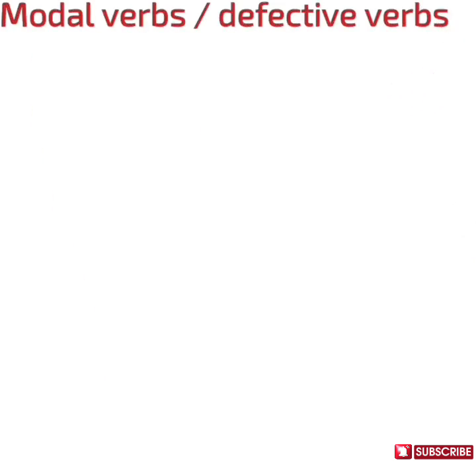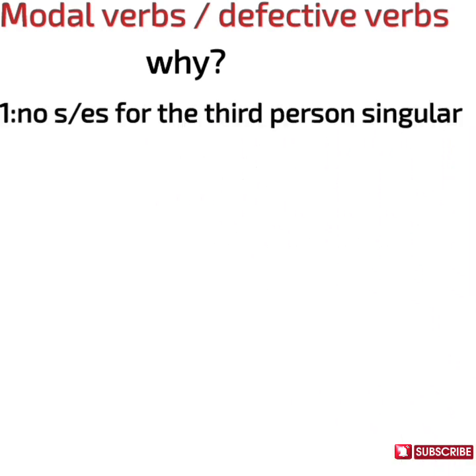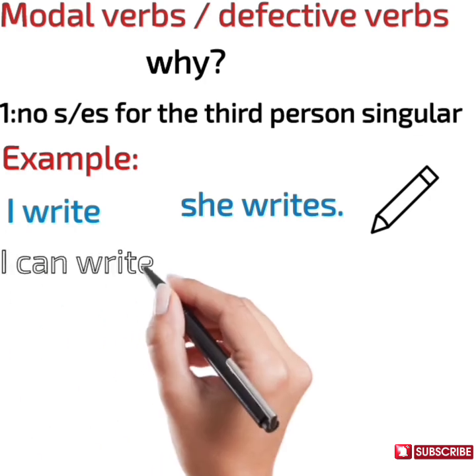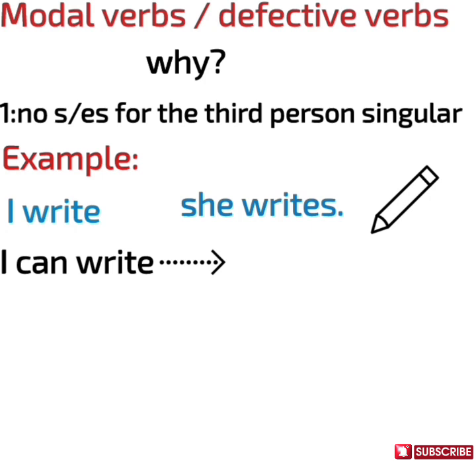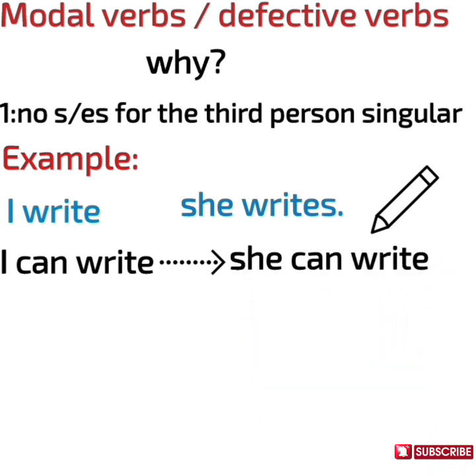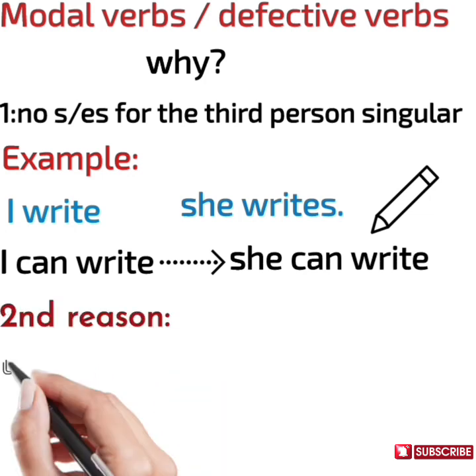Modal verbs are also known as defective verbs. But why? There are two reasons for that. First, no S or ES for the third person singular. Modal verbs don't follow the S or ES rule for the third person singular. Example: I write, she writes. That's grammatically correct. But in the case of modal verbs, I can write, she can write. Not she cans write, that's incorrect. In the case of modal verbs, she can write. So they don't follow the S or ES rule for the third person singular.